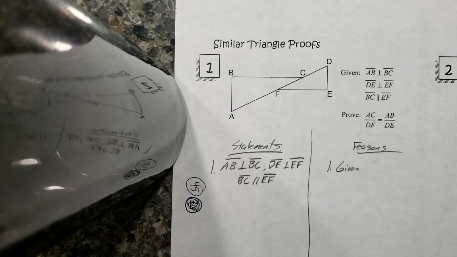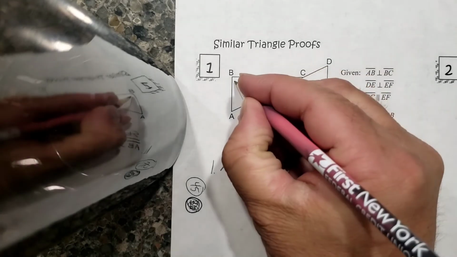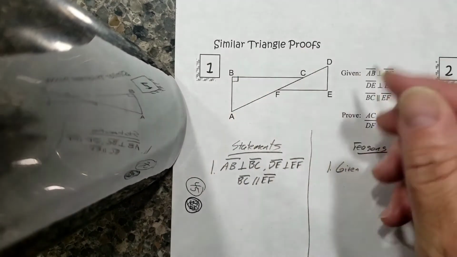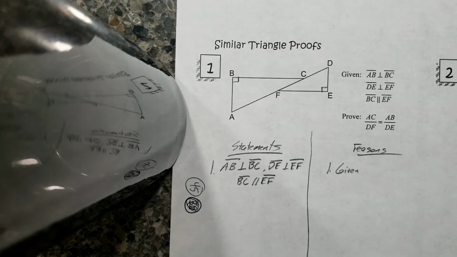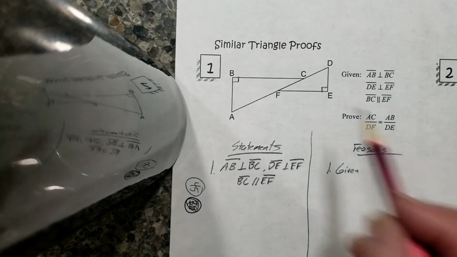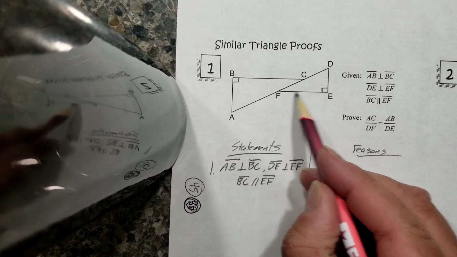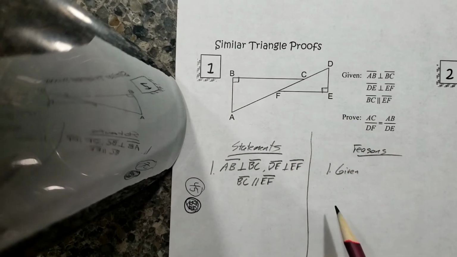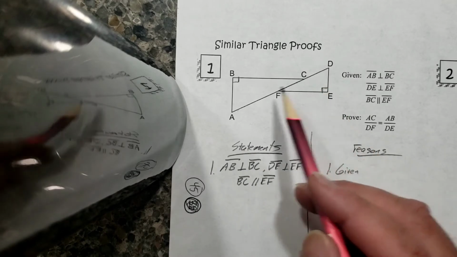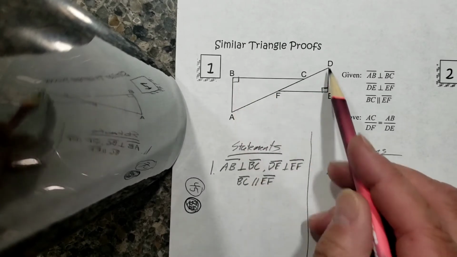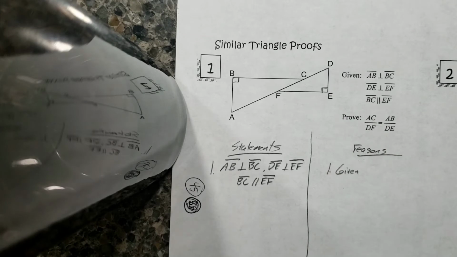Okay, so here's our picture, and we've got given AB is perpendicular to BC, and DE is perpendicular to EF. So what I'm going to do is I'm going to draw in our right angles, okay? And then BC is parallel to EF. So I've got BC and EF. And I want to prove AC is to DF as AB is to DE. So I need similar triangles.